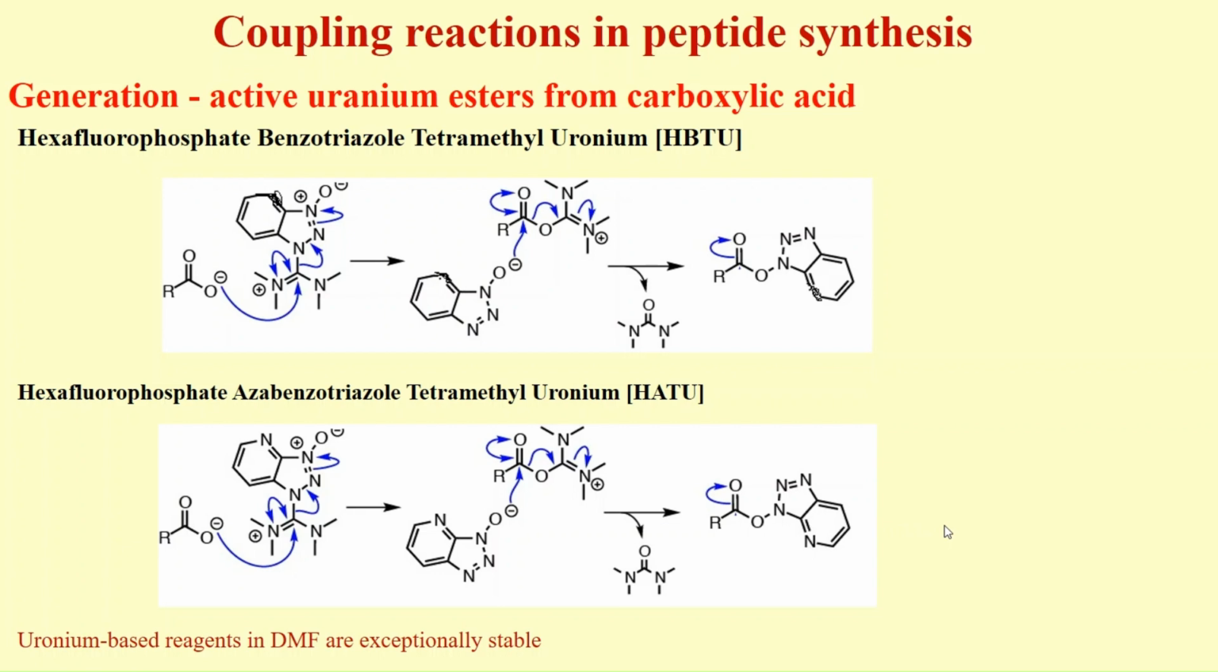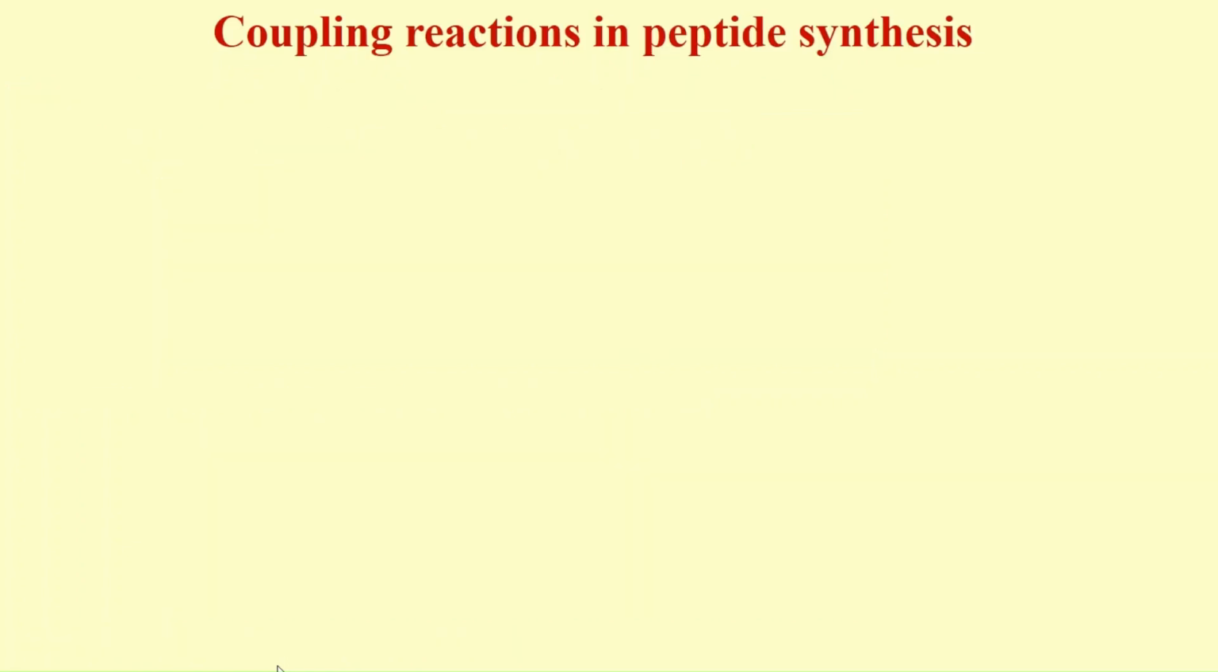Uronium based reagents are exceptionally stable in dimethylformamide as the solvent. That's why they have better advantages over DCC coupled activation of the carboxy group. This also has its own limitations. It also has its issues. That's why, instead of this, we can prepare active phosphonium esters from carboxylic acids, which are also active esters.